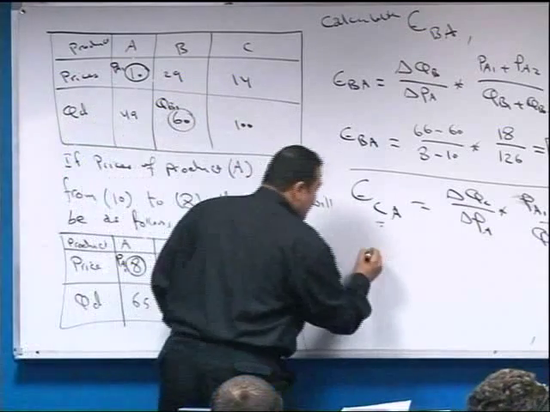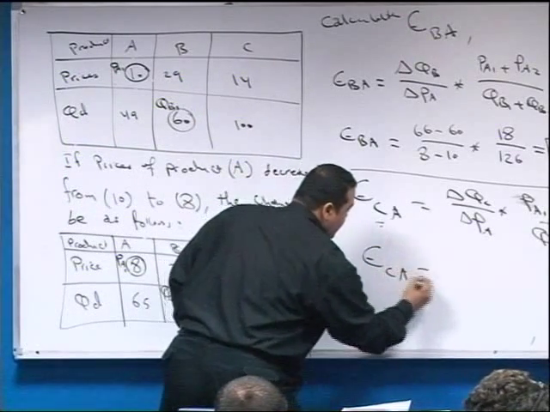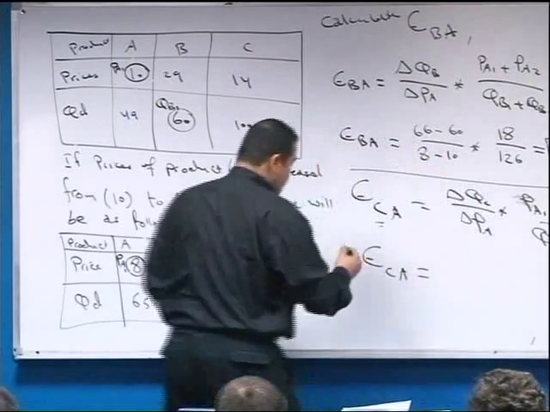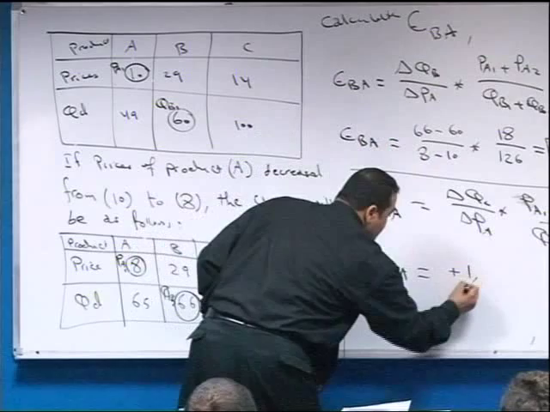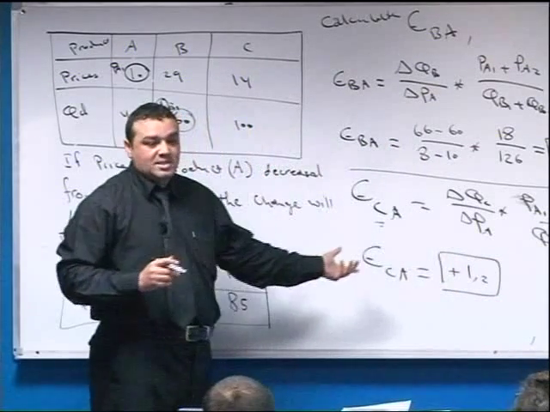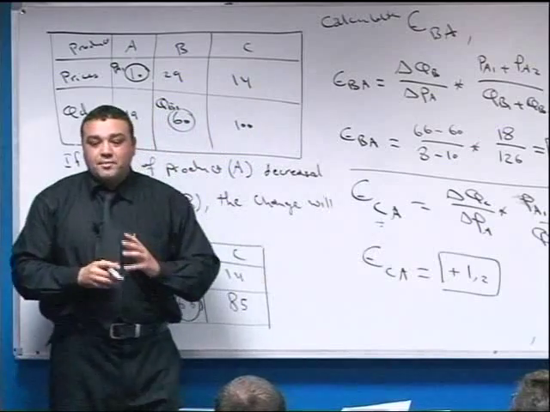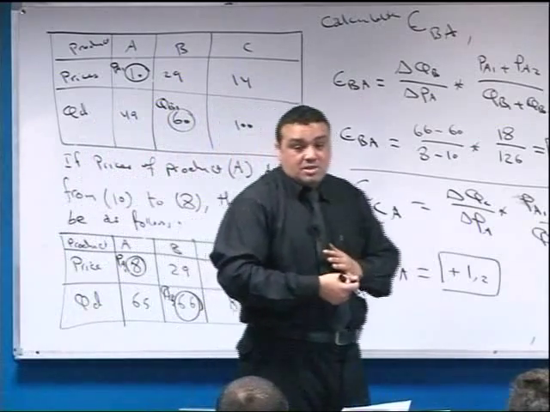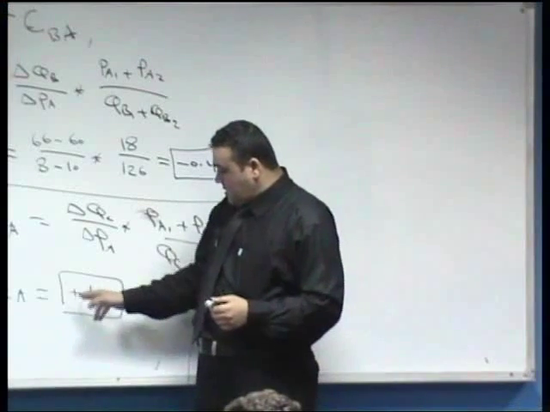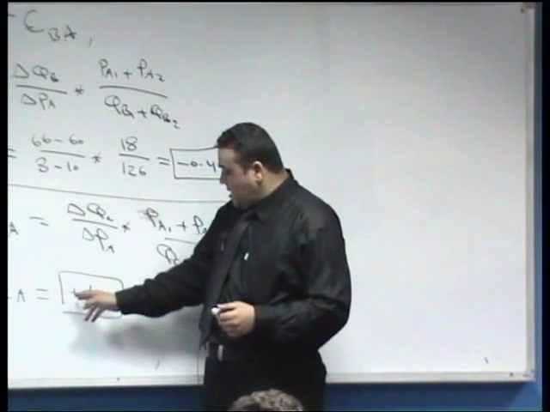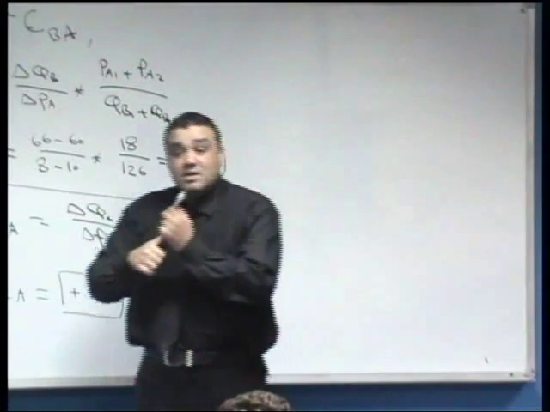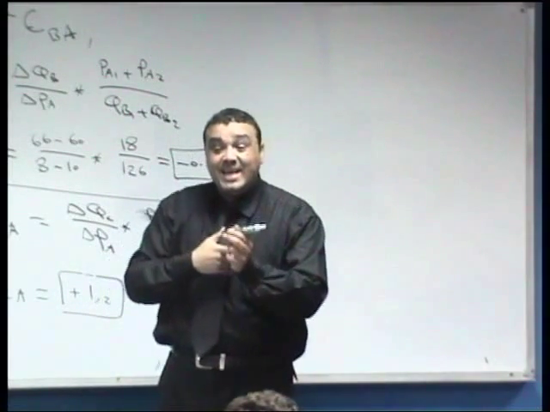In the calculation, E_CA equals positive 1.2. After the calculation, the result is positive 1.2. So when the cross price elasticity of C is positive, these two goods are substitutes and the demand is elastic.